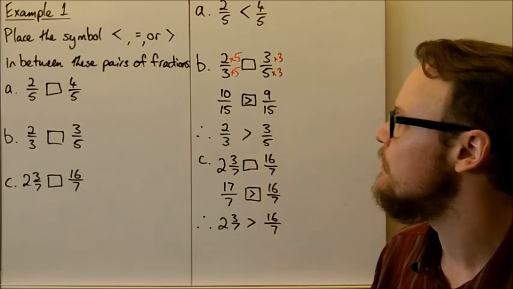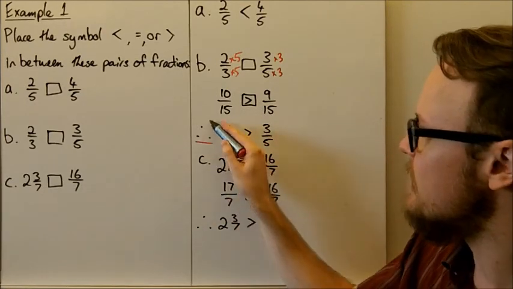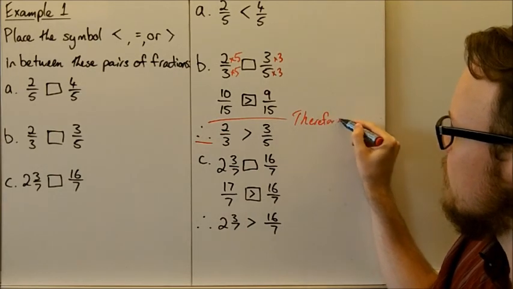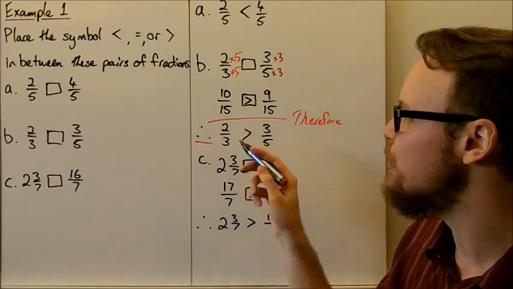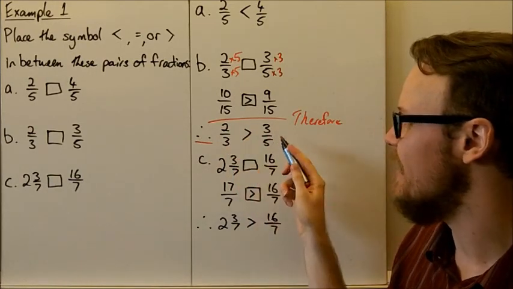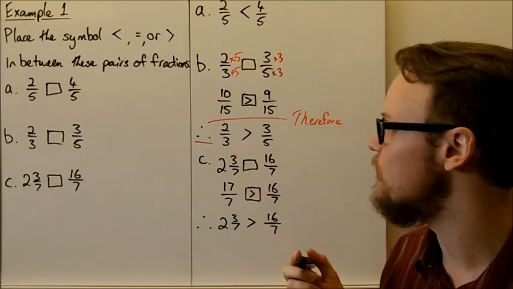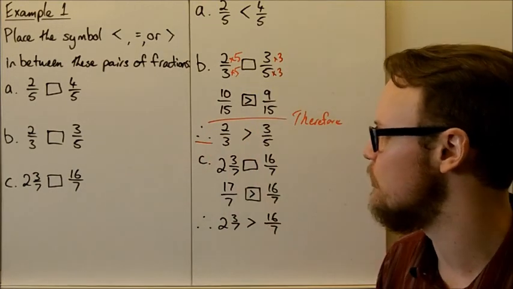So 10/15 is greater than 9/15, and we can use this symbol here to mean therefore. Therefore, so it's like saying hence or so. So therefore, 2/3 is greater than 3/5. So we're answering the question that we were given originally. 2/3 is greater than 3/5. So we've just put it back to what it was originally.